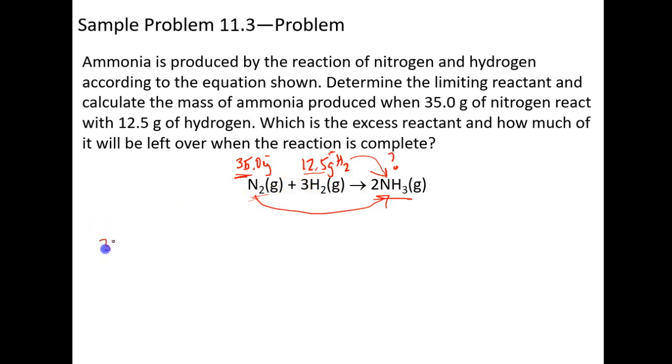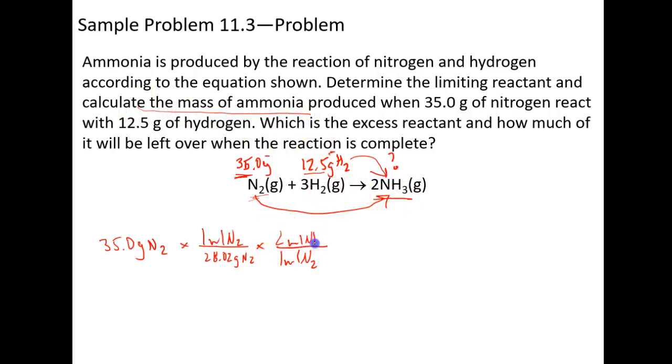You're going to take 35.0 grams of nitrogen, because that's what you're given. Use the molecular weight of nitrogen, which is 28.02 grams of N2 to 1 mole of N2. And then I have to do a mole to mole conversion. 1 mole of N2 is to how many moles of ammonia? And first of all, why am I going to ammonia? Because that's what it's telling me to do. Calculate the mass of ammonia.